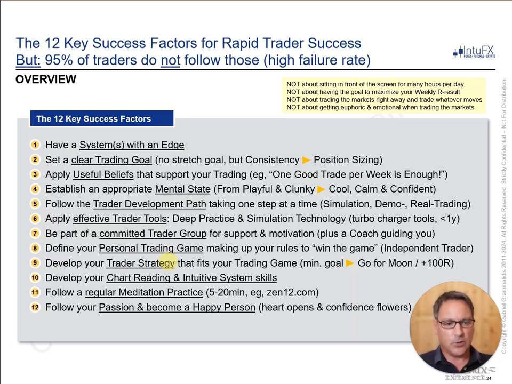Let's say beyond 50 hours per week. Do you go for 100, 150? Do you go for the moon? Well, you need to define that. We have traders that make more than 100 hours per week, right? Not only once, but repeatedly. So this is what you outline in your trader strategy. And this, the clear trading goal and the trader strategy, well, that goes hand in hand.